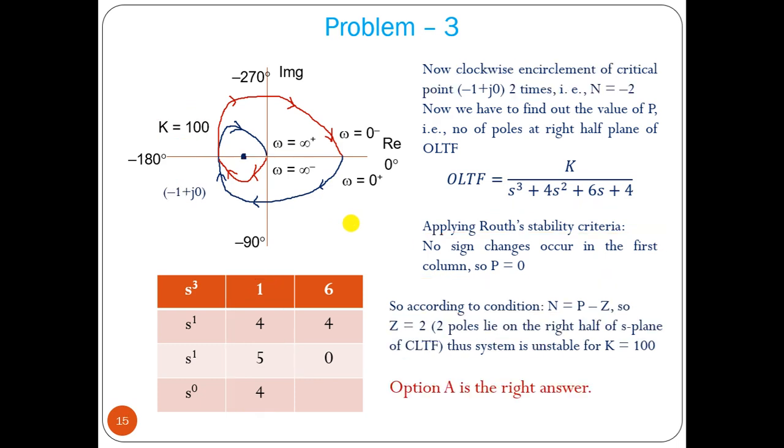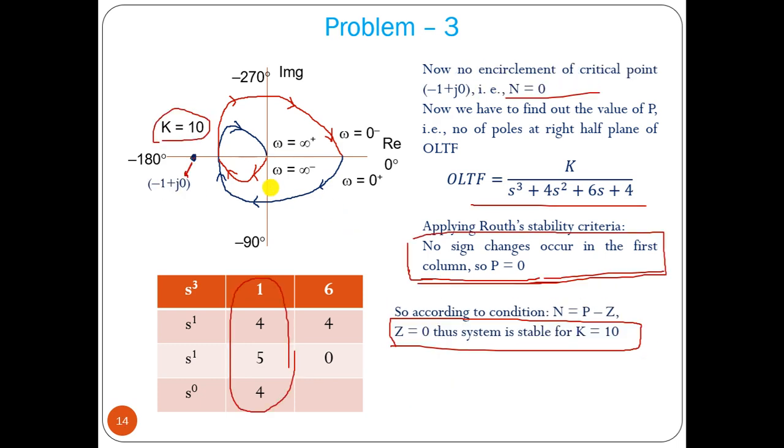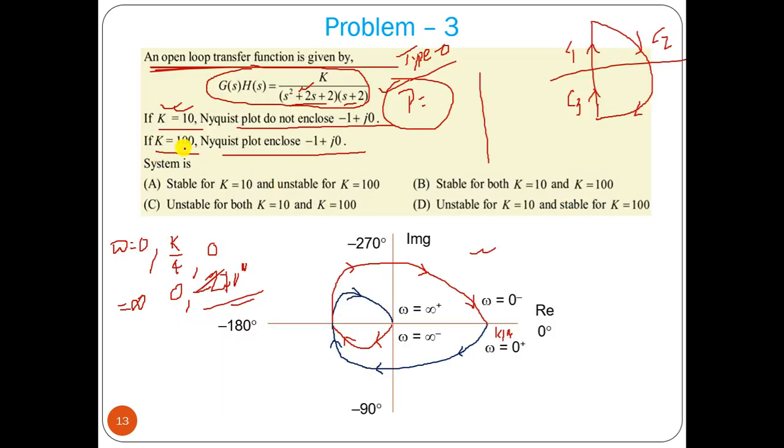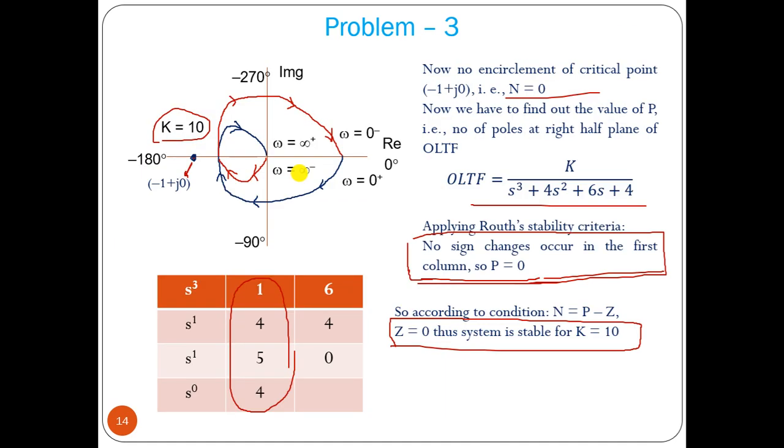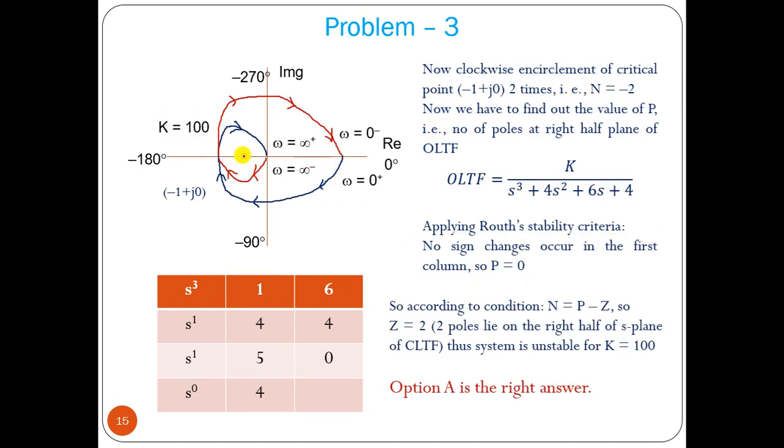There is no doubt. Now the next point: if k equal to 100, the Nyquist plot encloses the point minus 1 j0. Now what we can see, this point is encircled twice. This is one, this is another one. Both cases clockwise. So N equal to minus 2, and already we know P equal to 0. So Z equal to 2.